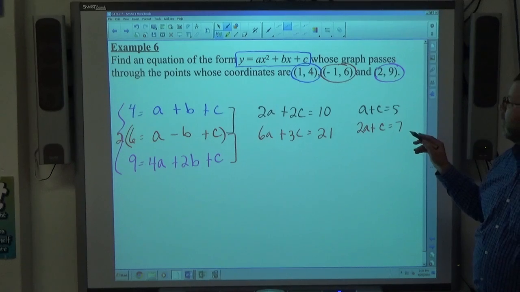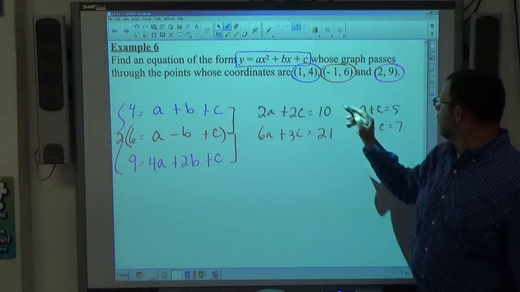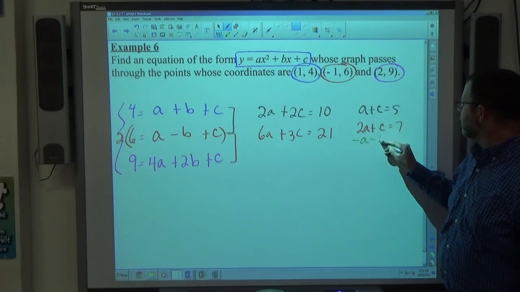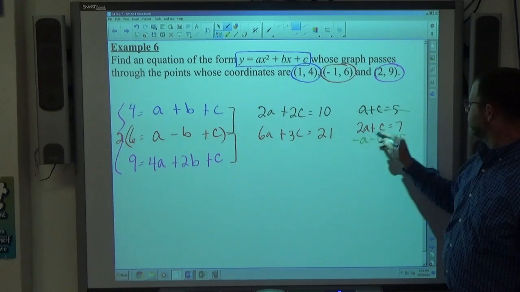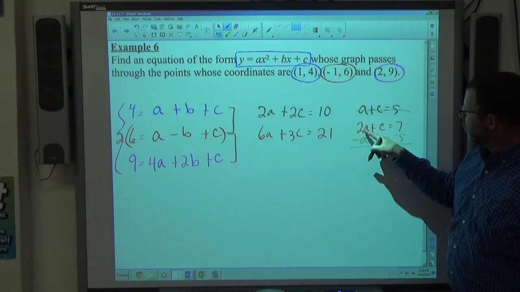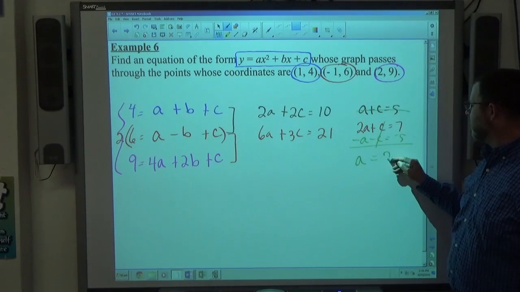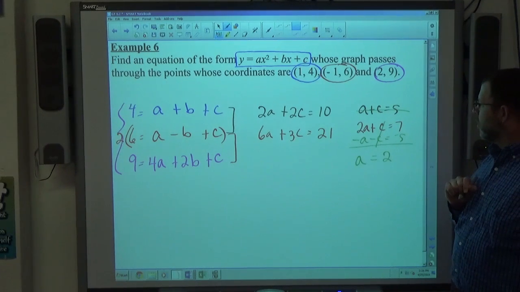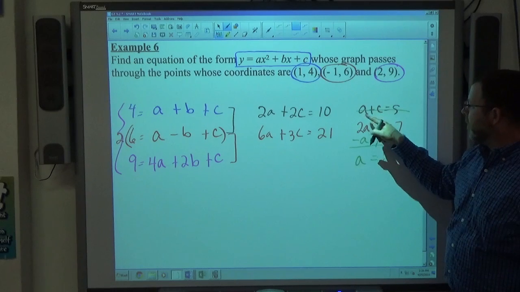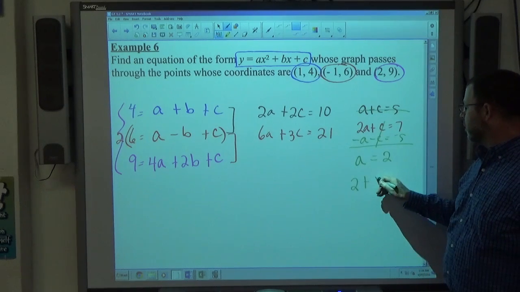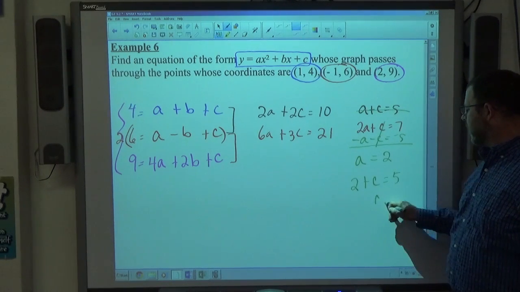Changing signs at the top would be the easiest route, in my opinion. So if I just make that minus a minus c equals minus 5. Combine the 2 equations. 2a minus 1a is equal to a, c minus c cancels, 7 minus 5 is 2. If I take the black equation, a, which is 2, plus c, we don't know yet, is equal to 5. That means c has to equal 3.